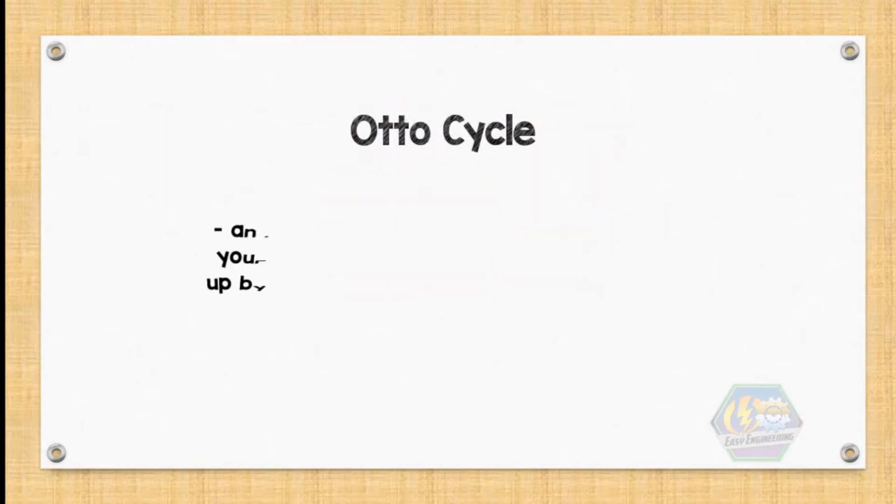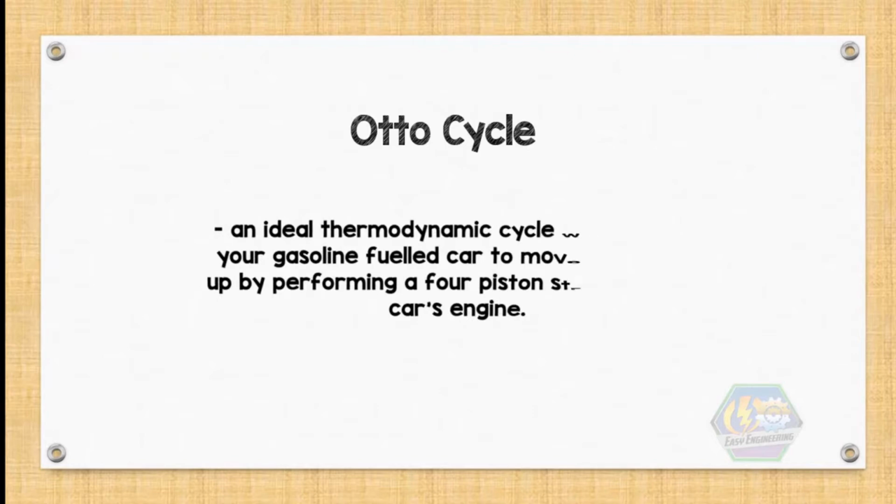Today's topic is the Otto cycle. The Otto cycle is an ideal thermodynamic cycle which makes your gasoline-fueled car move and speed up by performing 4 piston strokes of the car's engine.